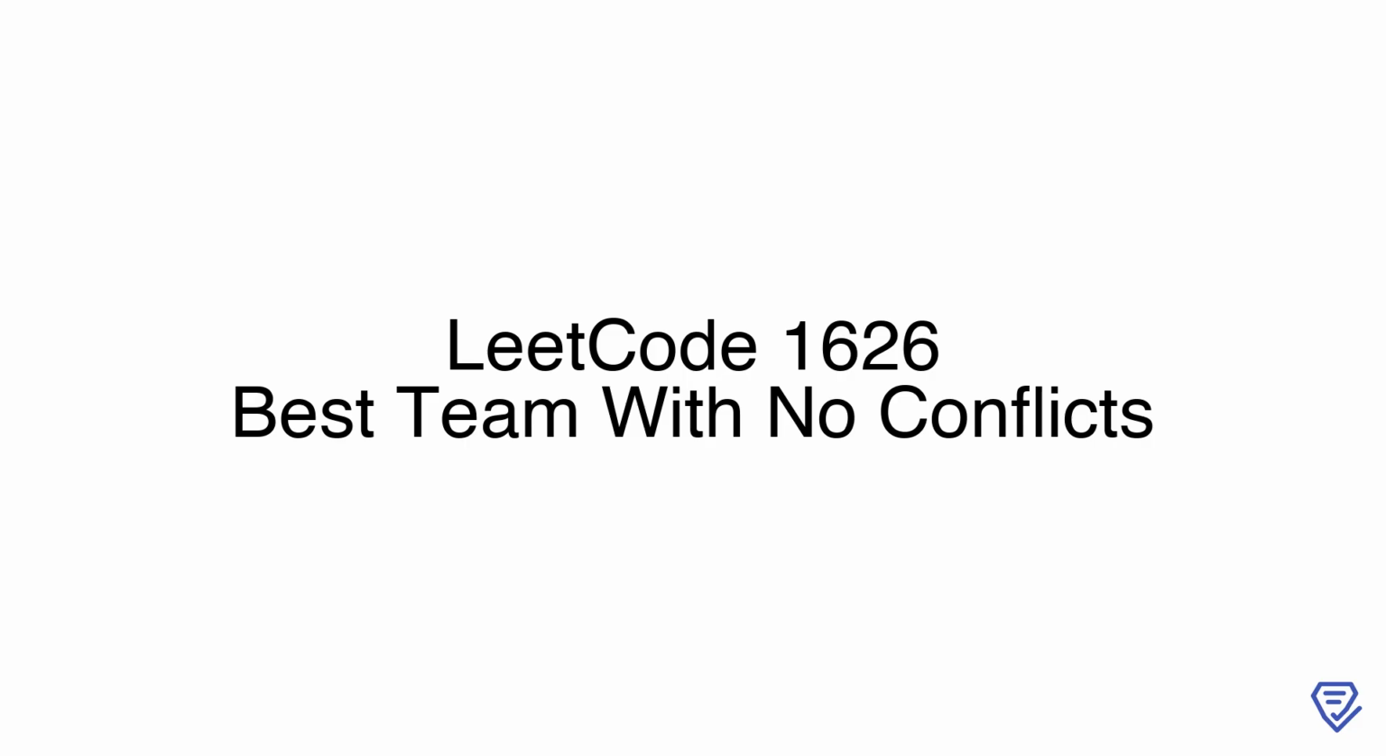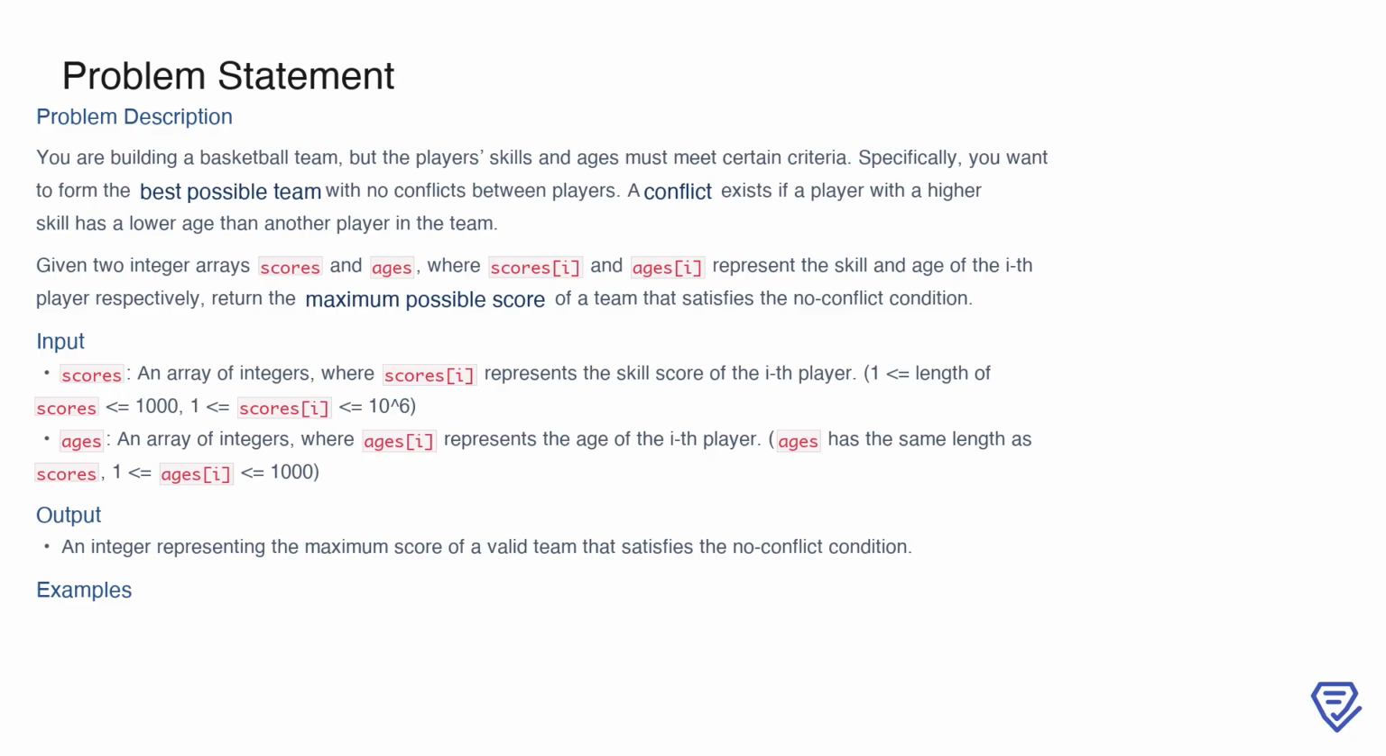Let's get started. In this problem, we're tasked with building the best possible basketball team while adhering to certain constraints. Each player is defined by their skill score and age, and a conflict arises if a player with a higher skill has a lower age than another player in the team.